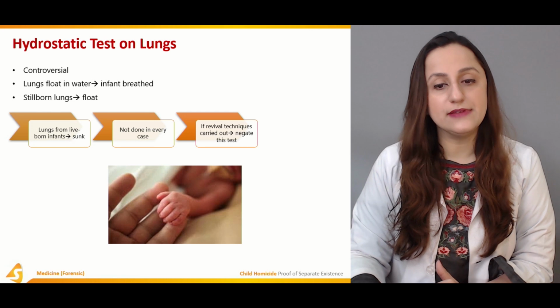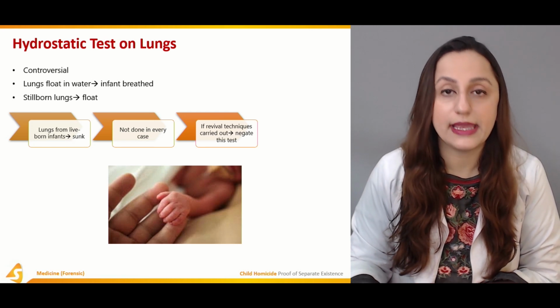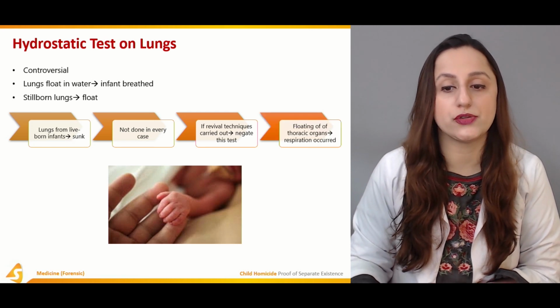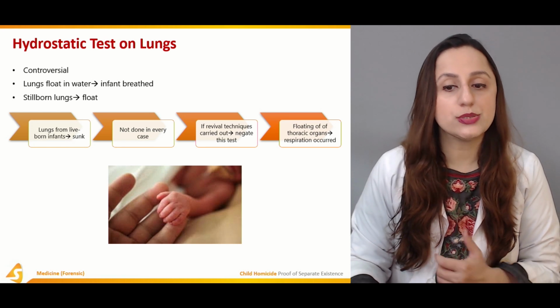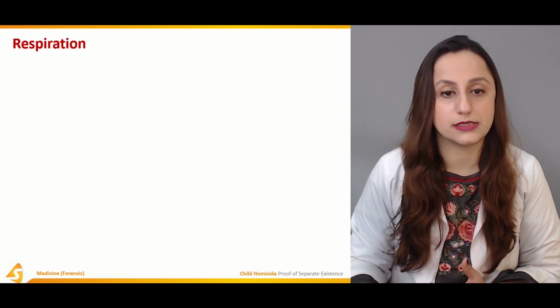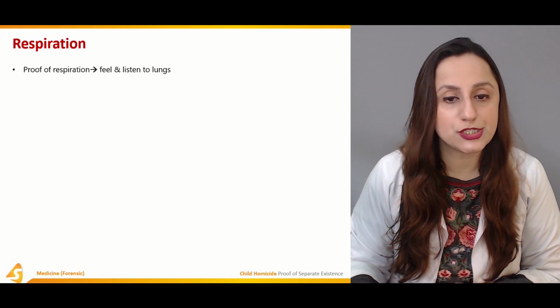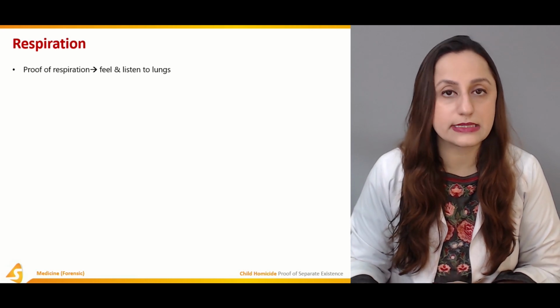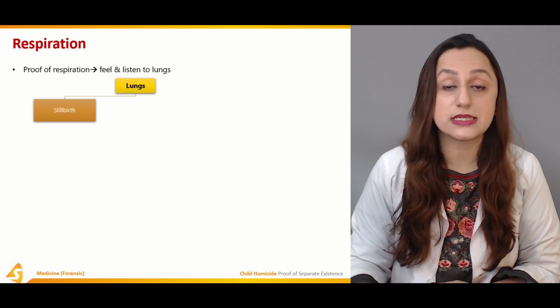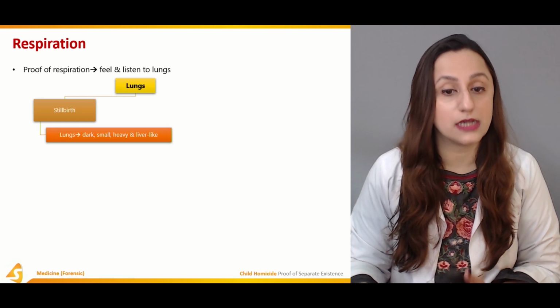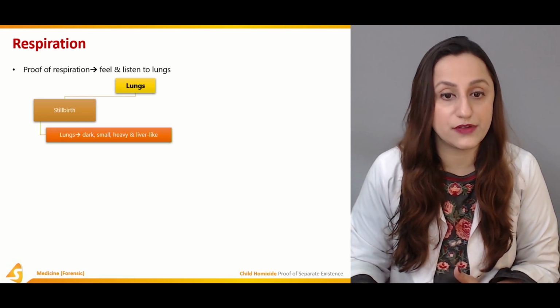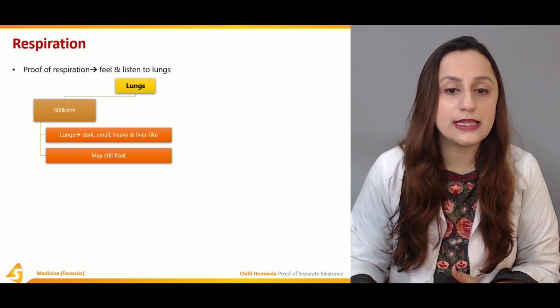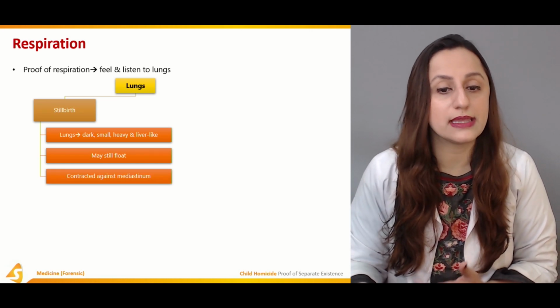So if revival techniques are carried out, they are going to negate this test, and the floating of the thoracic organs is going to establish that respiration has occurred. Now, the proof of respiration is to basically feel and listen to the lungs, and if it is a stillbirth, then the lungs are dark, small, heavy and liver-like, and may still float and be contracted against the mediastinum.